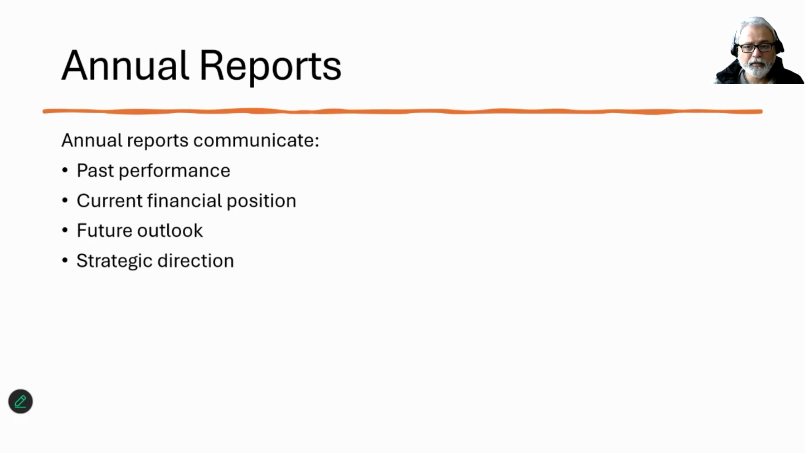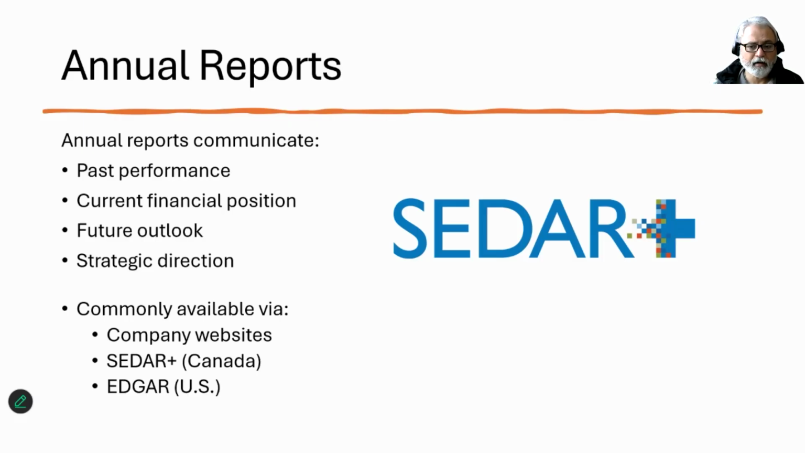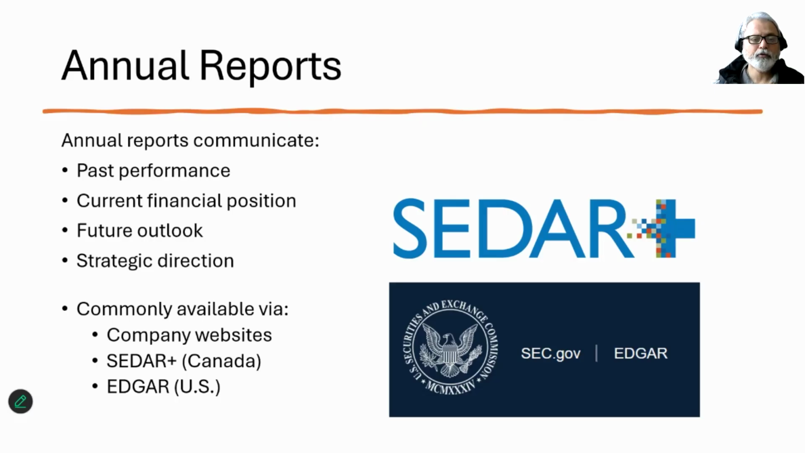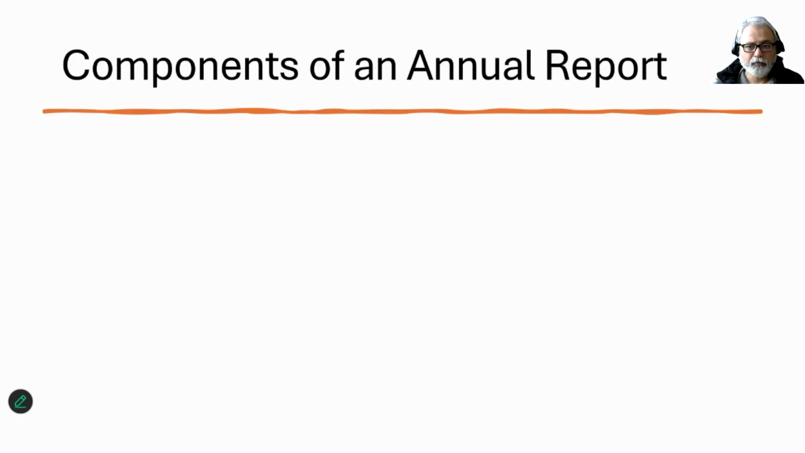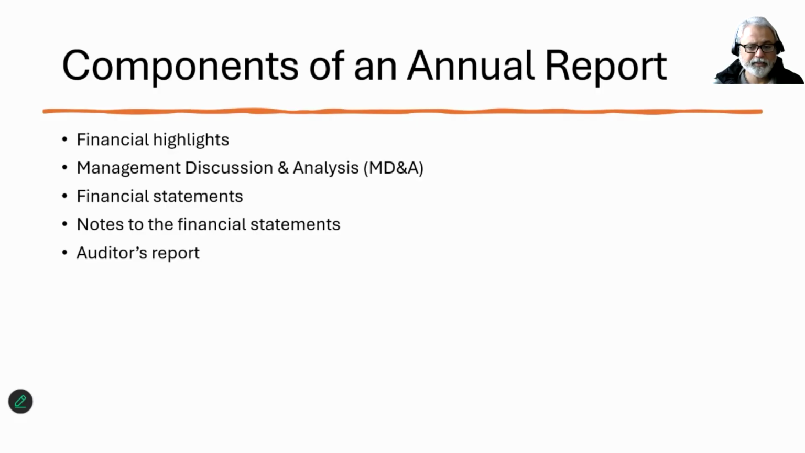Annual reports are typically available from companies' websites, as well as there are dedicated websites. In Canada, we have SEDAR, and in the US, there is EDGAR, which are repositories of companies' annual reports. What are the components of an annual report? It includes financial highlights, followed by management discussion and analysis, followed by financial statements, notes to financial statements. And it's important to keep in mind that the auditor's report precedes the financial statements within an annual report. Notes are integral to financial statements. If we ignore the notes, we will end up with incomplete analysis.